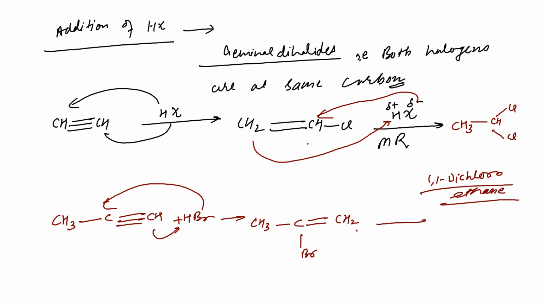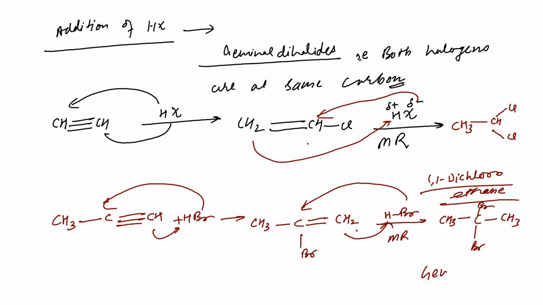Then again you are adding HBr. So the Br will go according to the Markovnikov rule, right? So if you are following the Markovnikov rule, this is going to be CH3, see, here is Br. So again, what are you going to find, student? Both the halogens are on the same carbon, no? So that is again going to be a geminal dihalide.